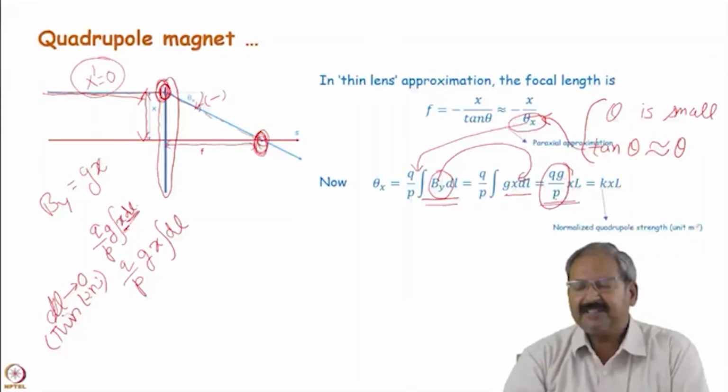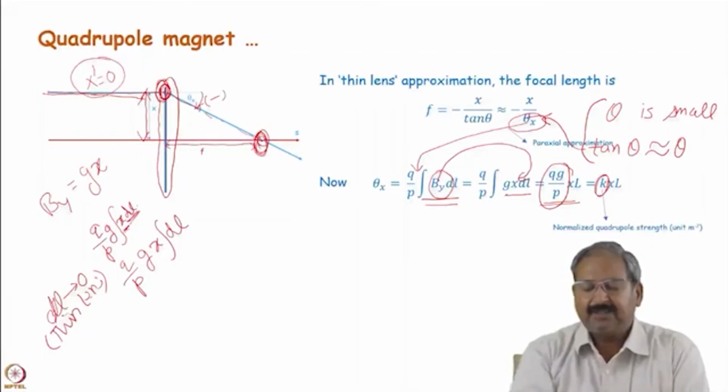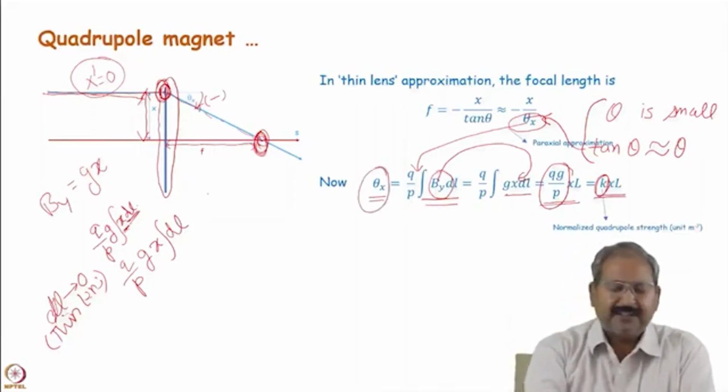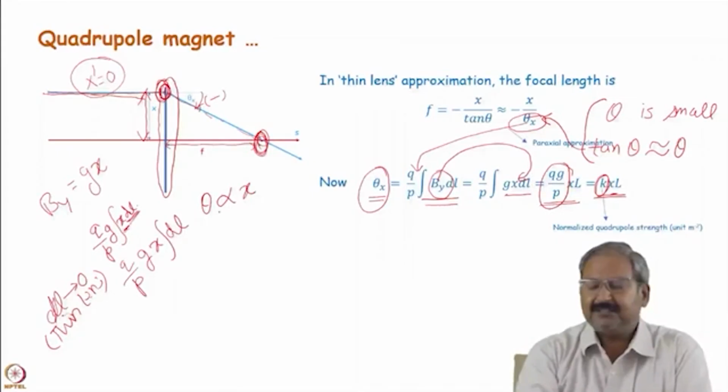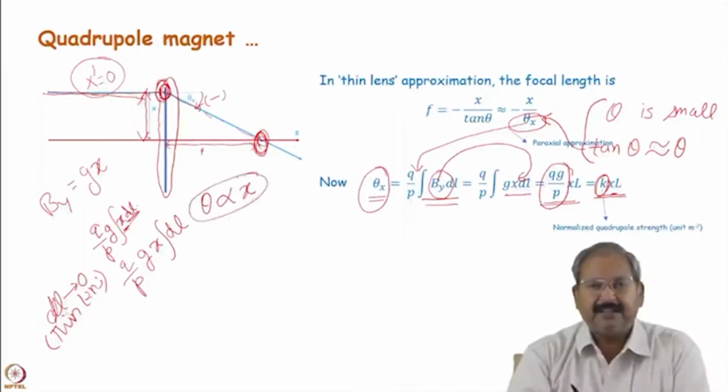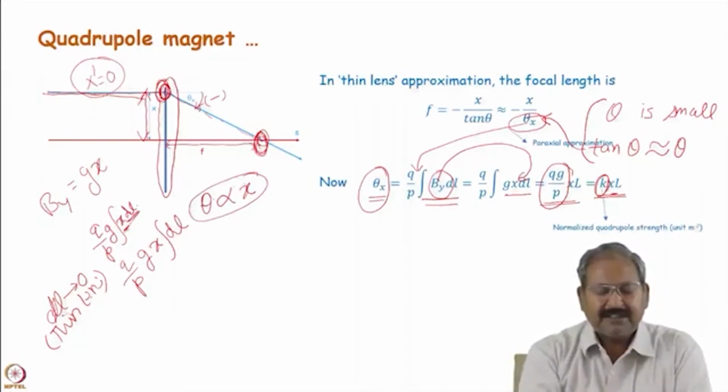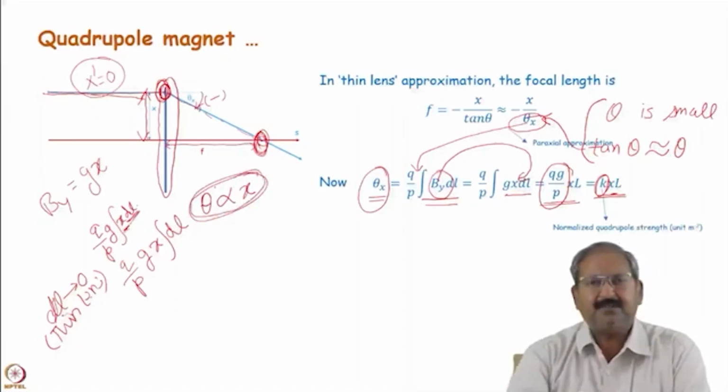And this quantity, gradient normalized by the momentum and charge, is known as normalized quadrupole strength K. So quadrupole's bending is equal to KxL. We say this is a quadrupolar kick. When kick is proportional to x, here we can say theta x is proportional to x. L and K are constant for a given quadrupole. So as x changes, theta also changes. So theta is directly proportional to x. In case of dipole magnet, this theta was independent of x. So this kind of kick is known as quadrupolar kick.